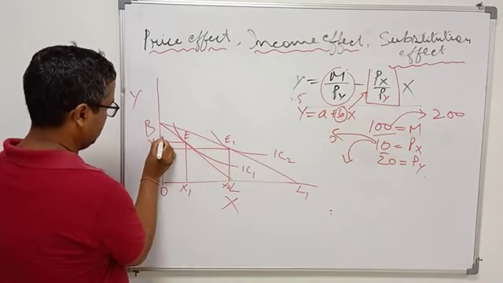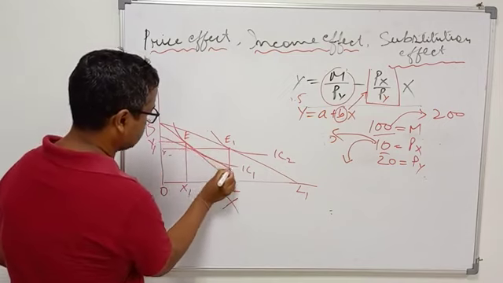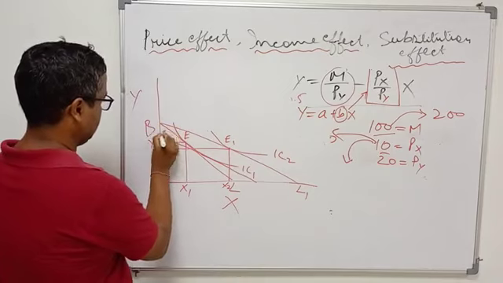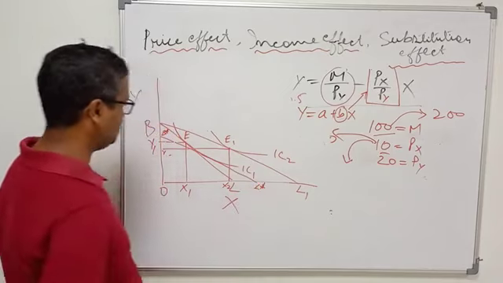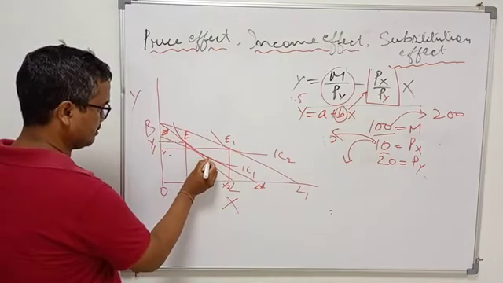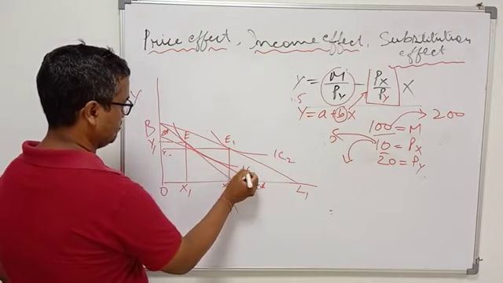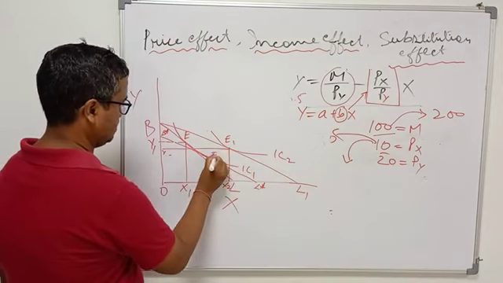So we have to draw the budget line in such a way that it is parallel to BL1. Give a name to this one, B star L star. What is the meaning? This budget line should be tangent to the original indifference curve, IC1. Okay, it is tangent.